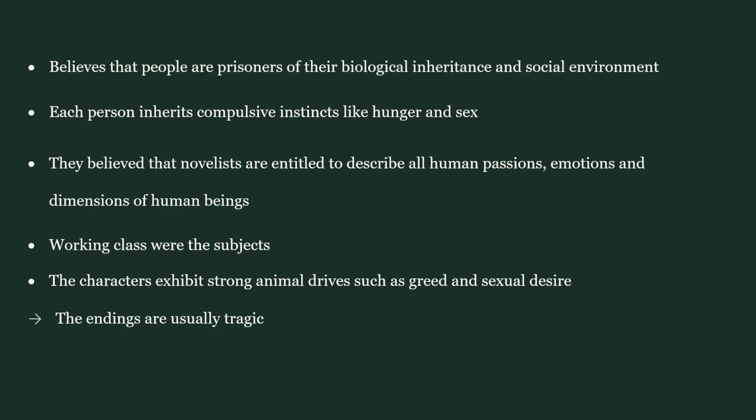As I said in the previous slide, we don't have any control over our own fate. It is all predetermined. So naturalists believe that people are prisoners of their own biological inheritance and social environment. നമ്മൾ ഏത് കുടുംബത്തിലാണോ ജനിച്ചത്, ഏത് സമൂഹത്തിലാണോ ജനിച്ചത്, അവിടുത്തെ നിയമസംഹിതകളെ follow ചെയ്യാൻ നമ്മൾ നിർബന്ധിതരാണ്. We have the responsibility. So we cannot deviate as we like.